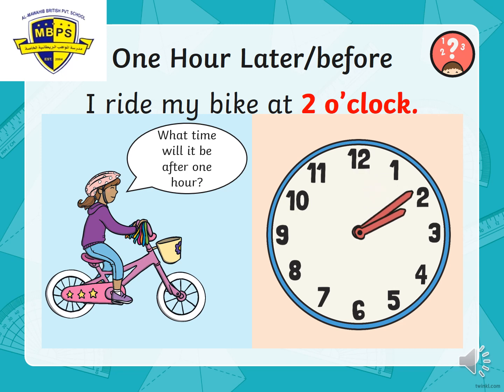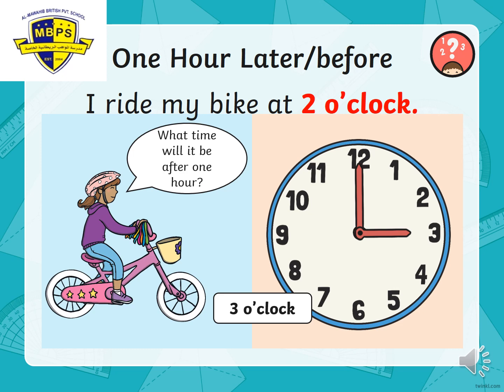Let's see. The minute hand again starts moving around the face of the clock to complete a full round. Now what time is it? 3 o'clock. So 3 o'clock is 1 hour after 2 o'clock. And if I want to use the word before, who can tell me? I will say 2 o'clock is 1 hour before 3 o'clock.